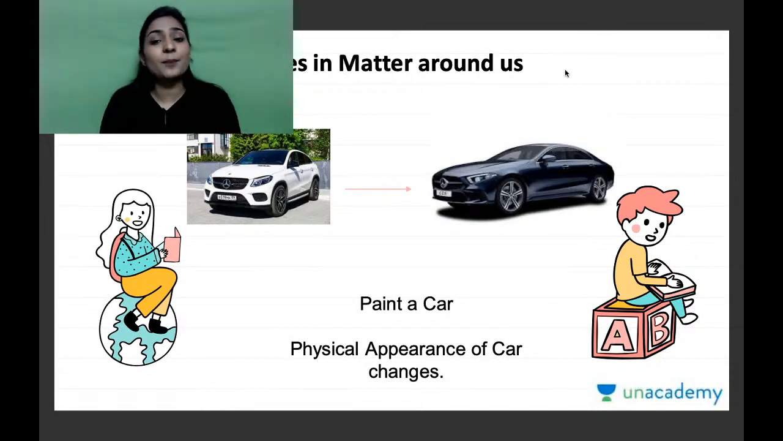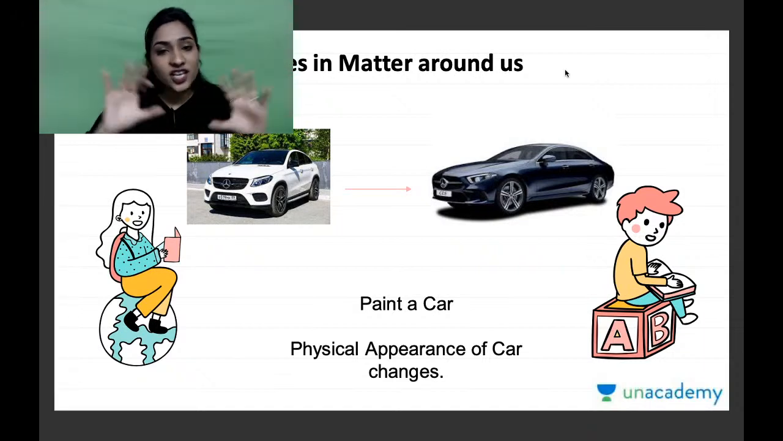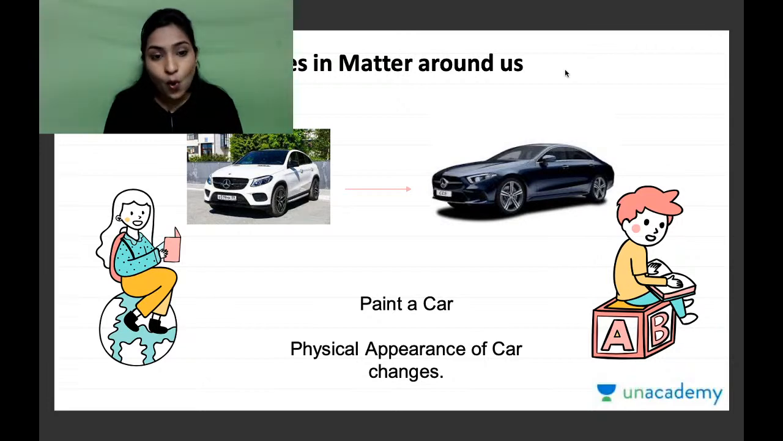Now what about the car? The car's color got changed. So again, here the physical property, color, of the car got changed. Did we change the car as a whole? No. We only changed the color of the car.